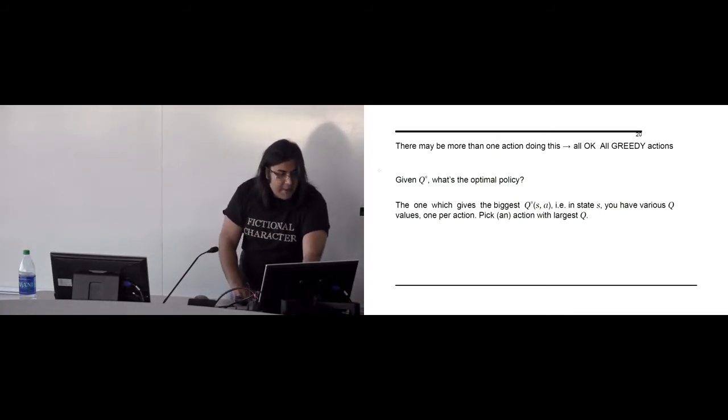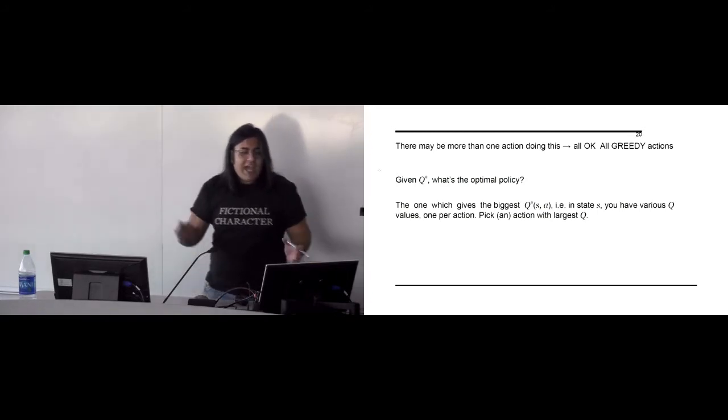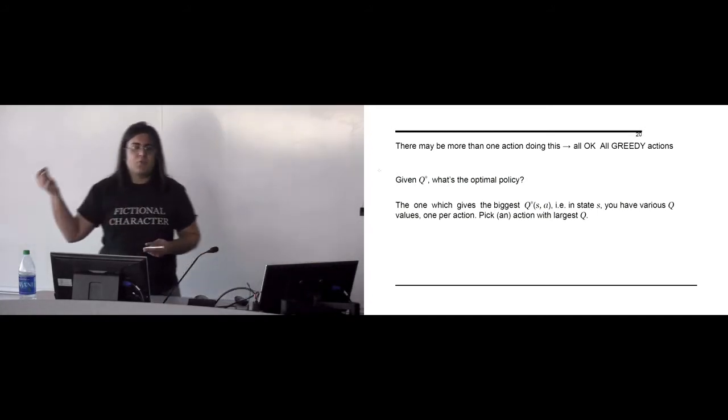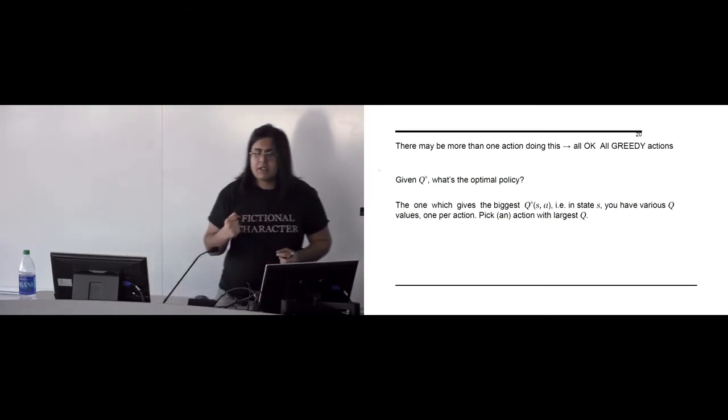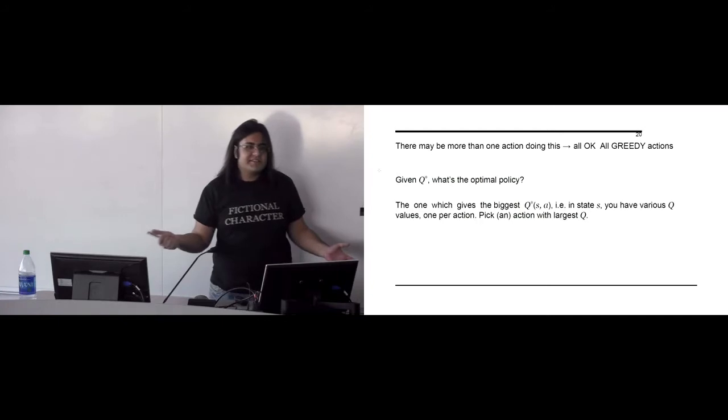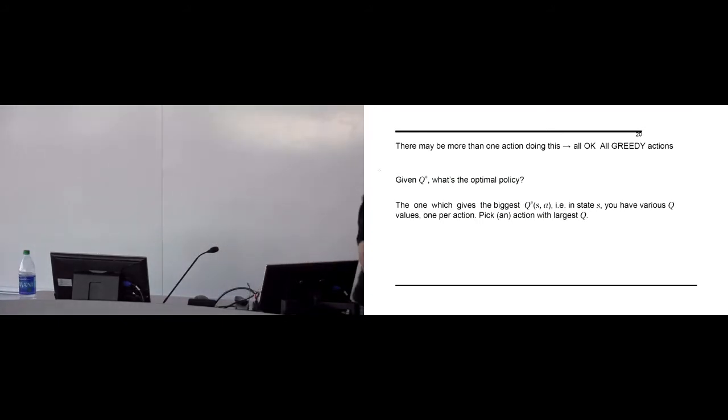Thank you. So, what happens if there is more than one action that produces the optimal value? Let's say we are in state S, and in that particular state, both actions A1 and A2 produce the highest Q value.